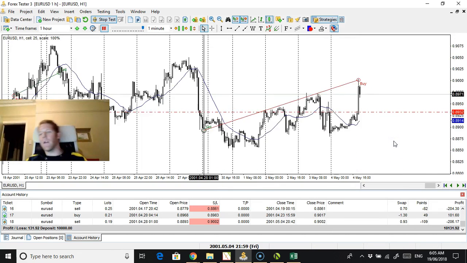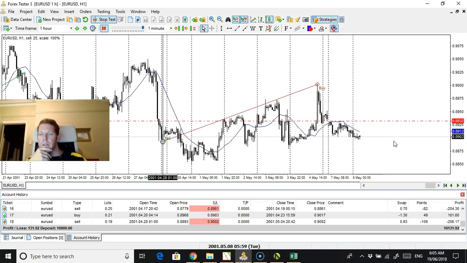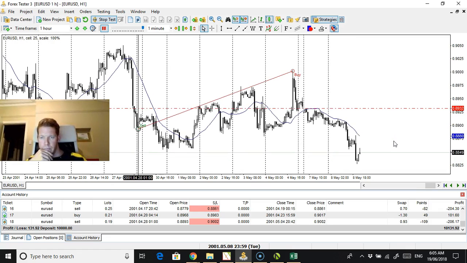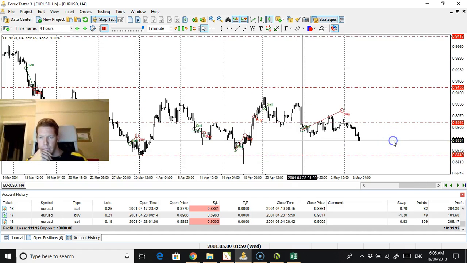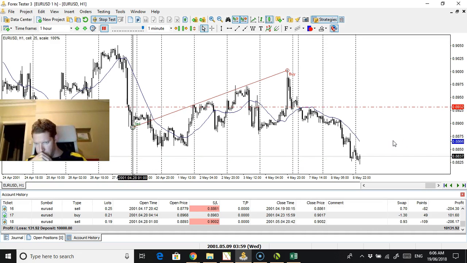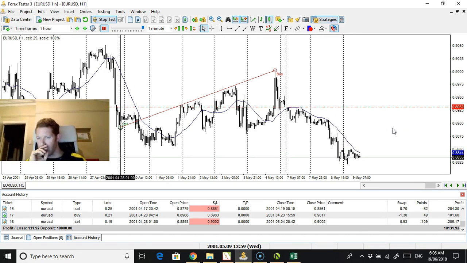I'm going to go another trade here and see if we can get a winner. I just wanted to see it break down further and it didn't really offer me good price action.